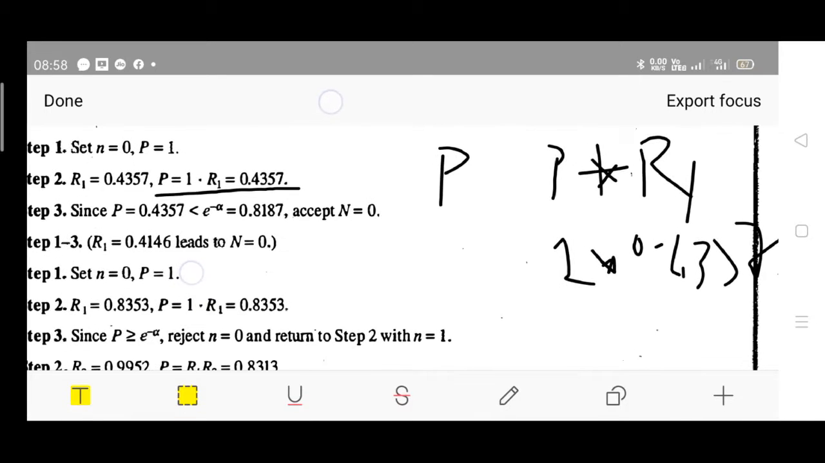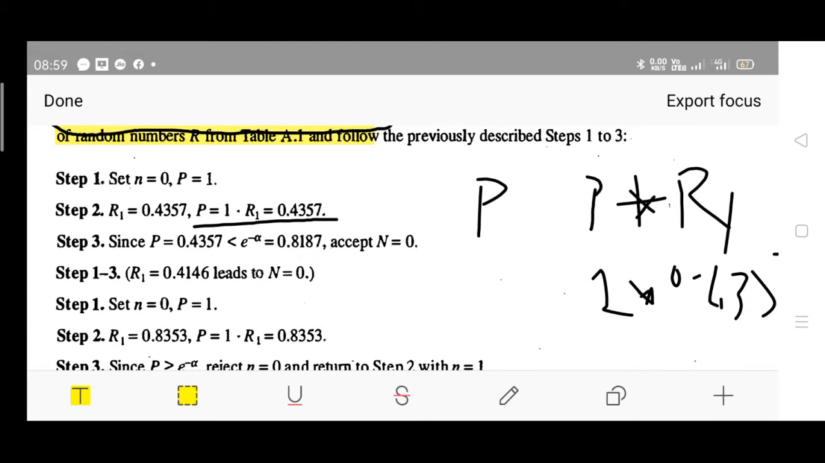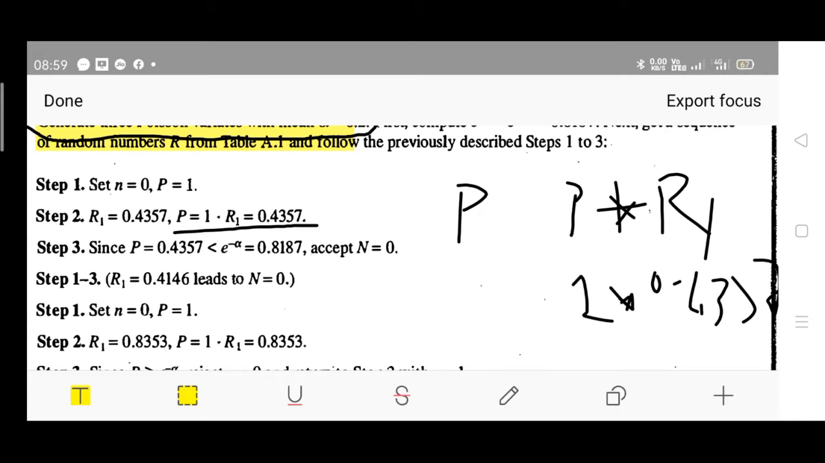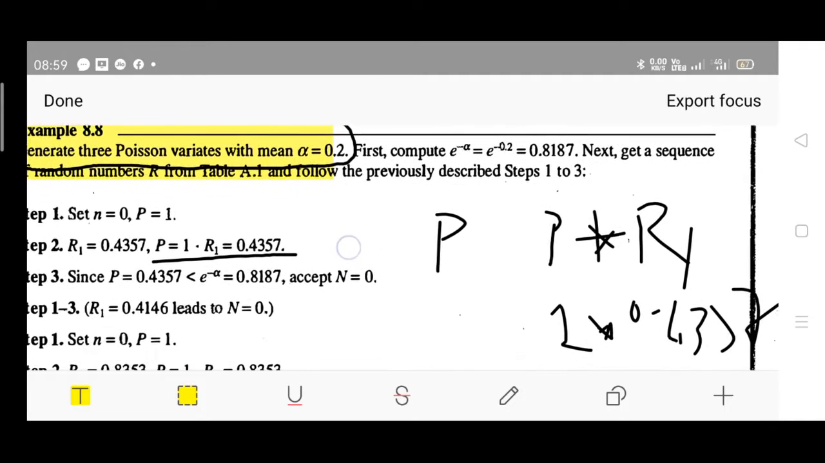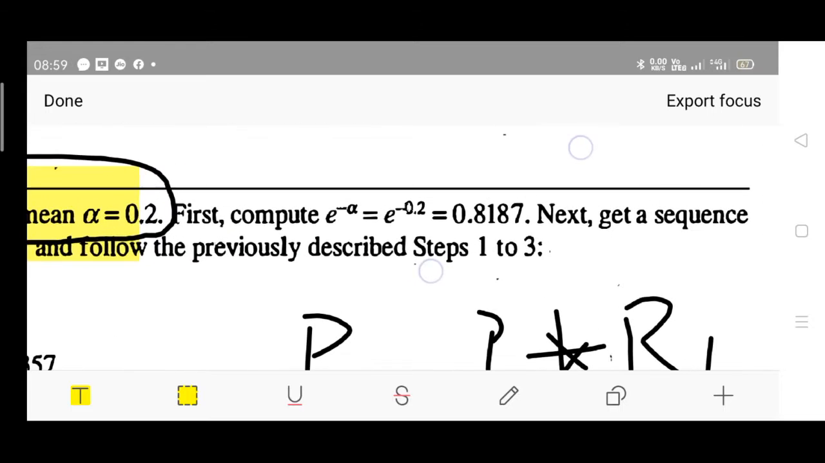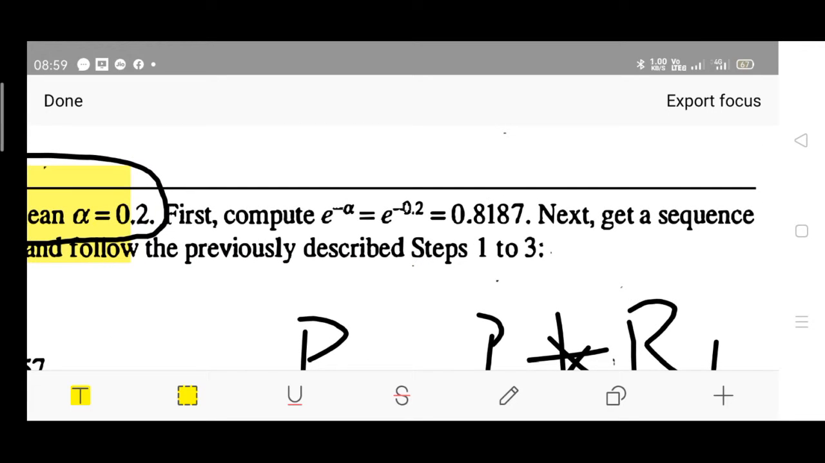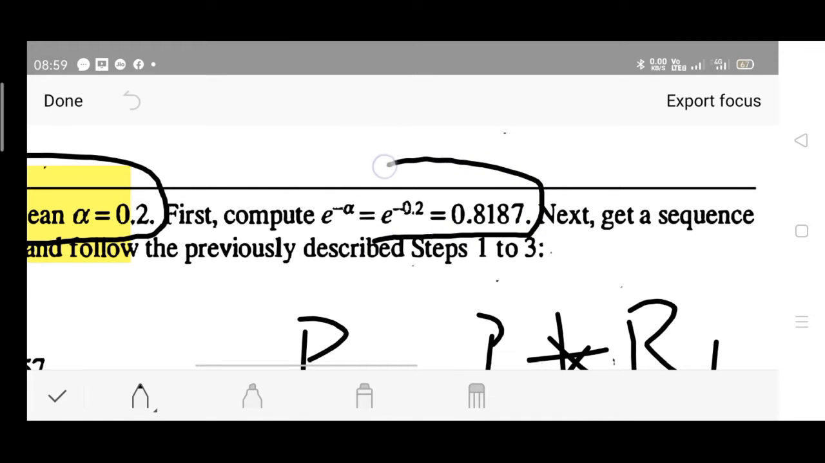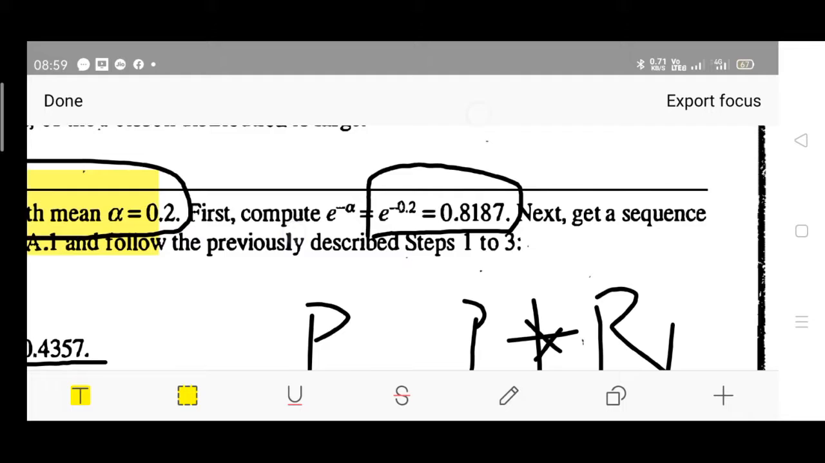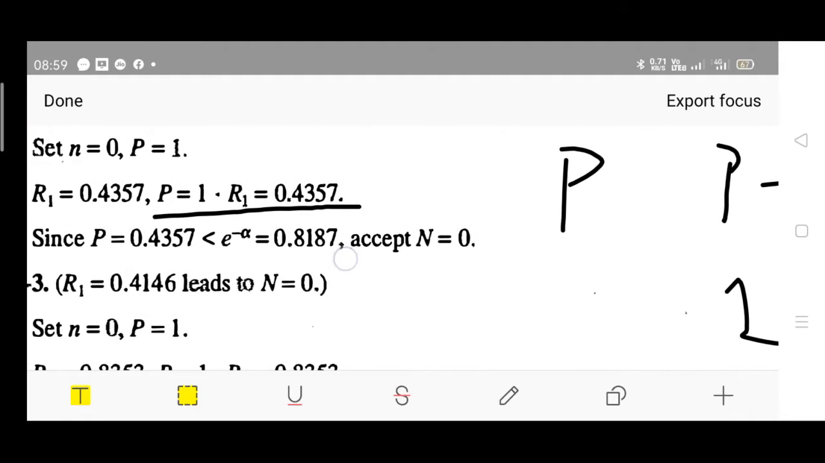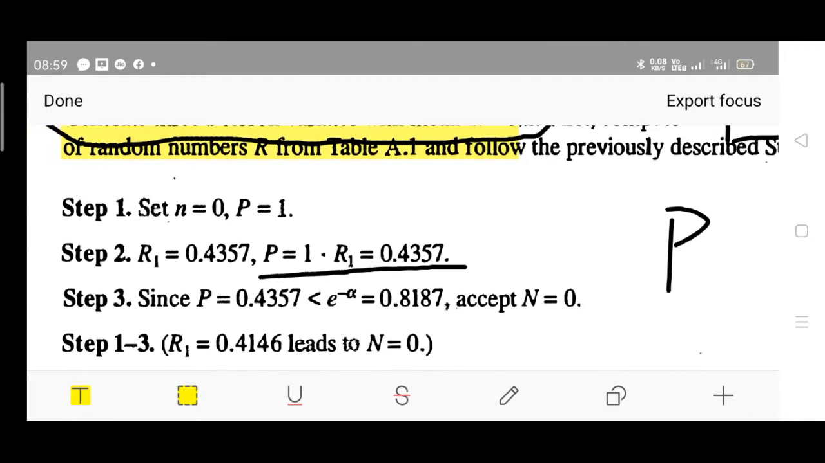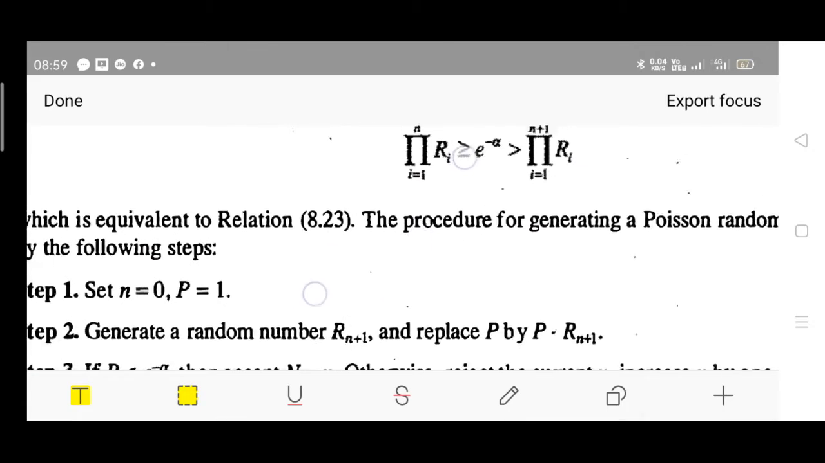Now your job is to compare the obtained value, 0.4357, with e to the power minus alpha. What is e to the power minus alpha? Since alpha value is given as 0.2, e to the power minus 0.2 is computed as 0.8187, isn't it? So 0.4357 is less than 0.8187. Then what is to be done? You have to go for acceptance, right?